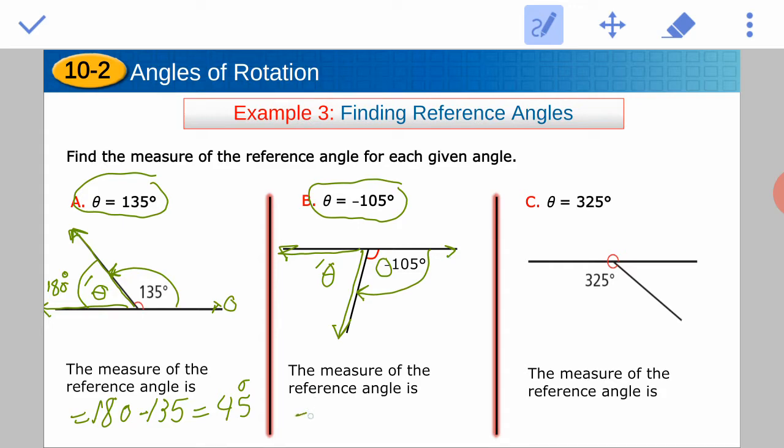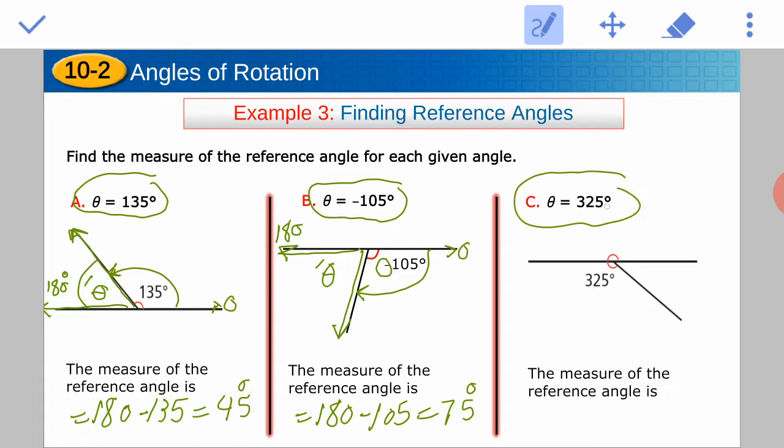So to calculate the measure of the reference angle, if you start from 0, the opposite way is 180. So it's going to be 180 minus 105 equals 75 degrees. One last angle.